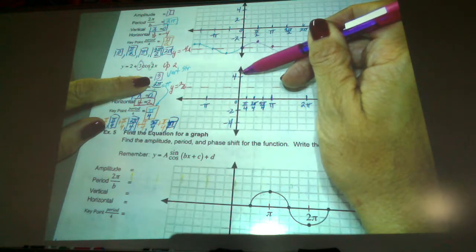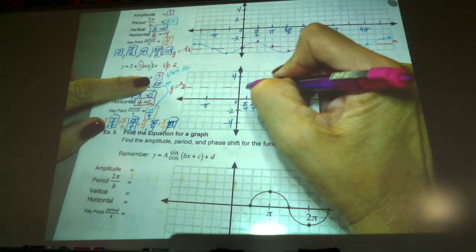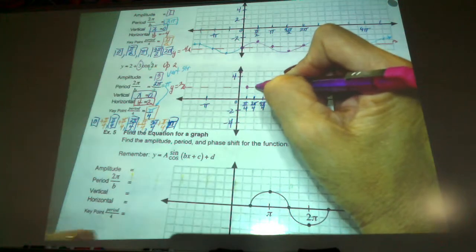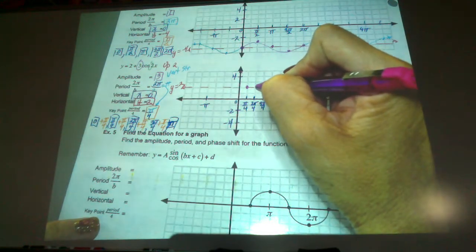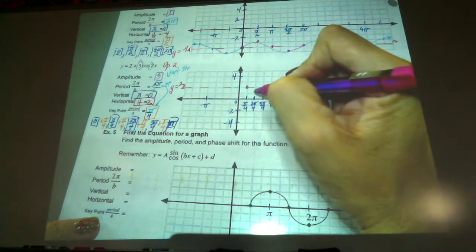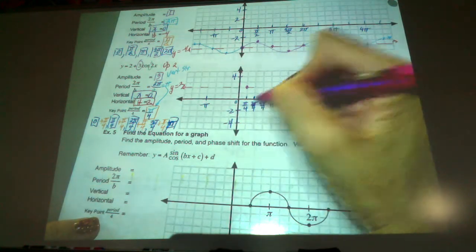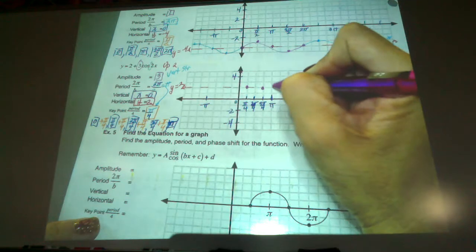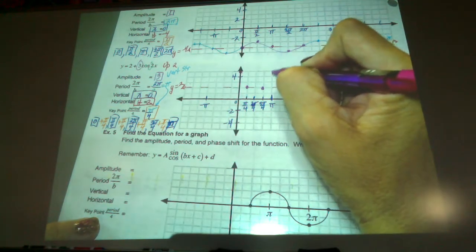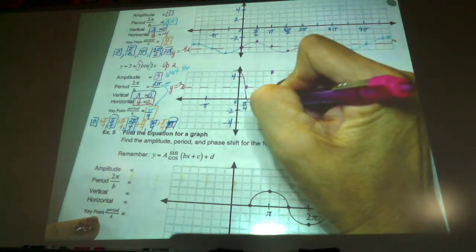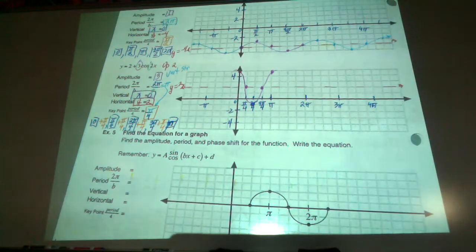Then our next increment goes down to 0. And then our next increment goes below. So we have to go below the distance of the amplitude, which is 1, 2, 3. So we're really at -1. Back to 0. Back up a distance of 3. And then draw that in. Isn't that your normal cosine curve?